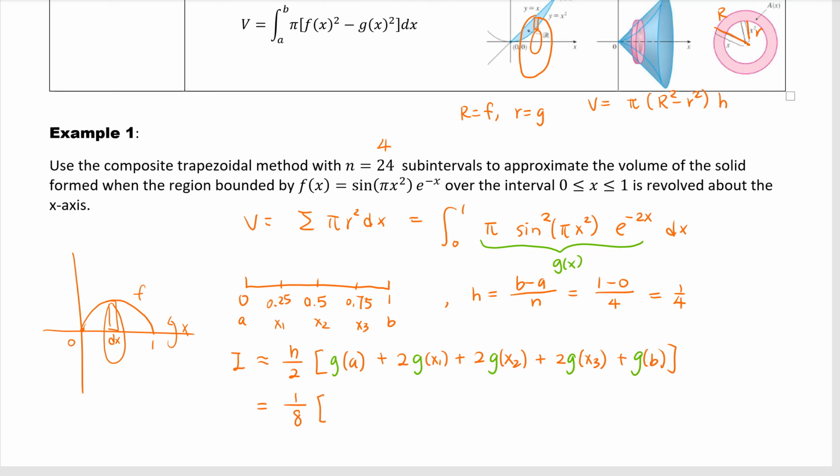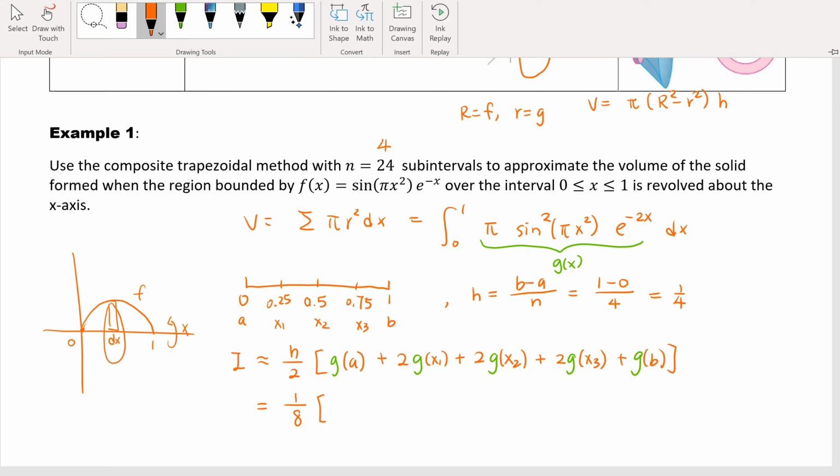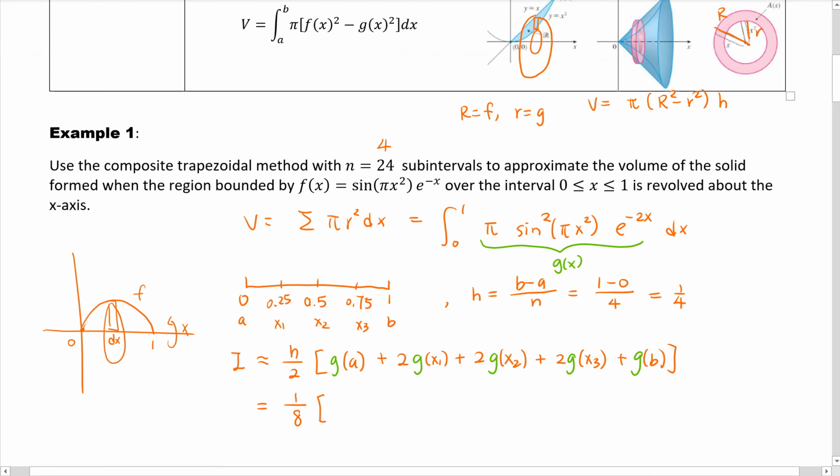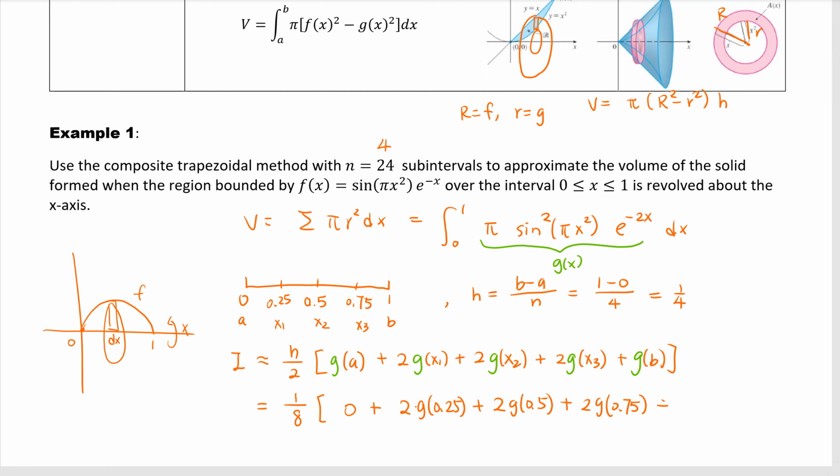Okay, then what is g of a? So g of a is when we plug in x is 0, sine of 0 is 0. And then when we plug in 0.25, and g of 0.5, and then g of 0.75, and g of 1, so 1 squared is 1, sine pi, you know, the sine function looks like this, at pi is also 0.